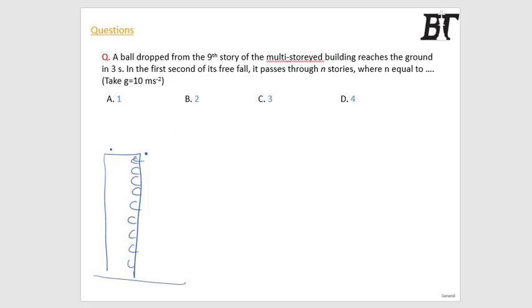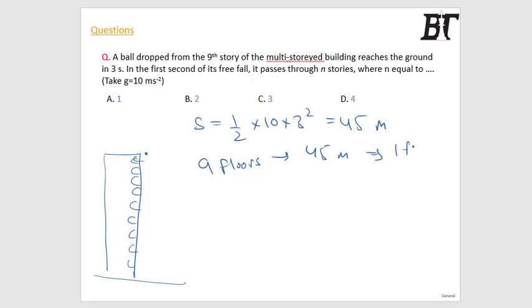So we can conclude from here, we can get the height from here, right? In 3 seconds, the ball will cover a distance half into 10 into t square. That is 45 meters. Ye 9 matlab ye total height of the building ho gaya hai na. 9 floors correspond to 45 meters. It means that each floor is of 5 meters. Now it says that how much does the ball fall in the first second.